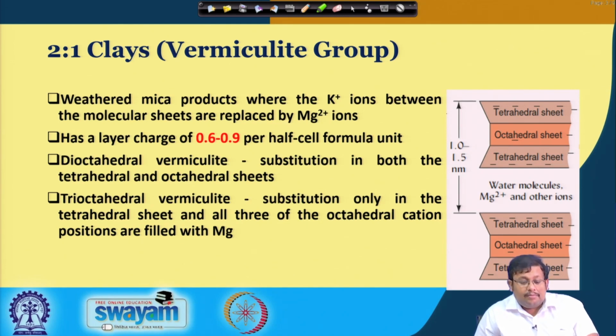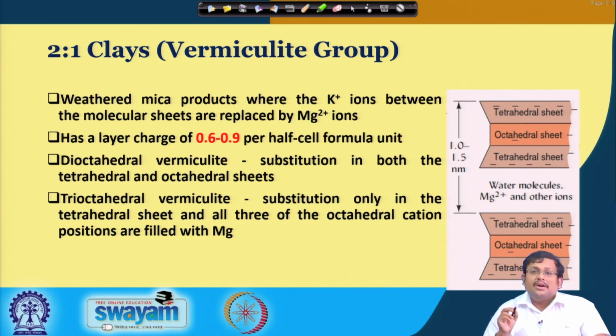group is formed. So, these are weathered mica products where the potassium ions between the molecular sheets are replaced by magnesium, and this is one of the major distinguishing characteristics and differences from illite. In illite, the interlayer space was occupied by potassium ion. However, when further weathering goes on, this potassium ion gets replaced by water molecules as well as magnesium and other ions. So, there is a dominance of magnesium in the interlayer space in case of vermiculite, and it has a layer charge of 0.6 to 0.9 per half cell formula unit.